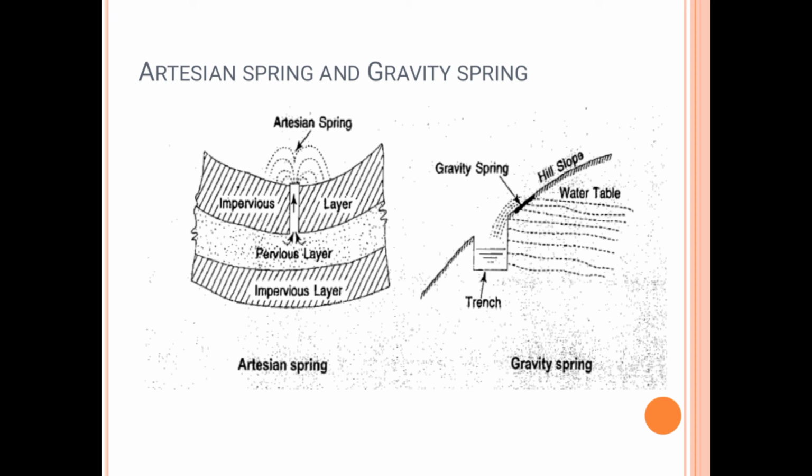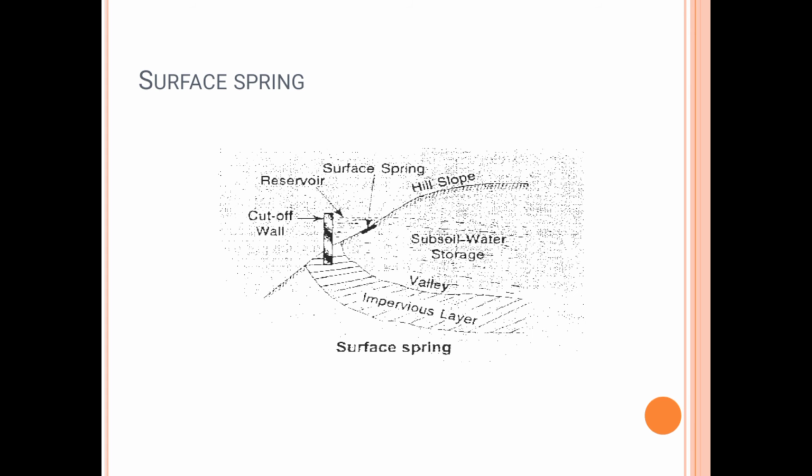These are the three forms of springs. One is artesian spring and another is gravity spring. The artesian spring is present in between two impervious layers. One pervious layer is present between two impervious layers. That type of spring is called artesian spring. Then gravity springs are formed in the hilly areas. Then surface springs are also normally formed in the hill slope areas. Here one cut-off wall is constructed for storing the water.